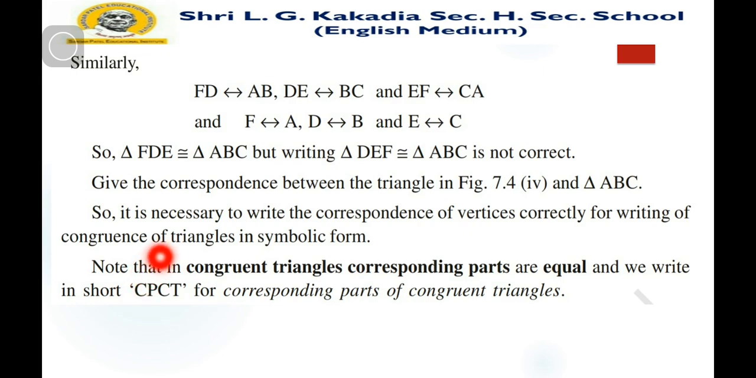Many times, if there are two corresponding or congruent triangles and you want to compare the parts of the congruent triangles, then we use one property, that is CPCT. Its full form is corresponding parts of congruent triangles. So in the CPCT rule, if any three parts of one triangle are equal to the corresponding three parts of another triangle, then we can say that both the triangles are congruent.